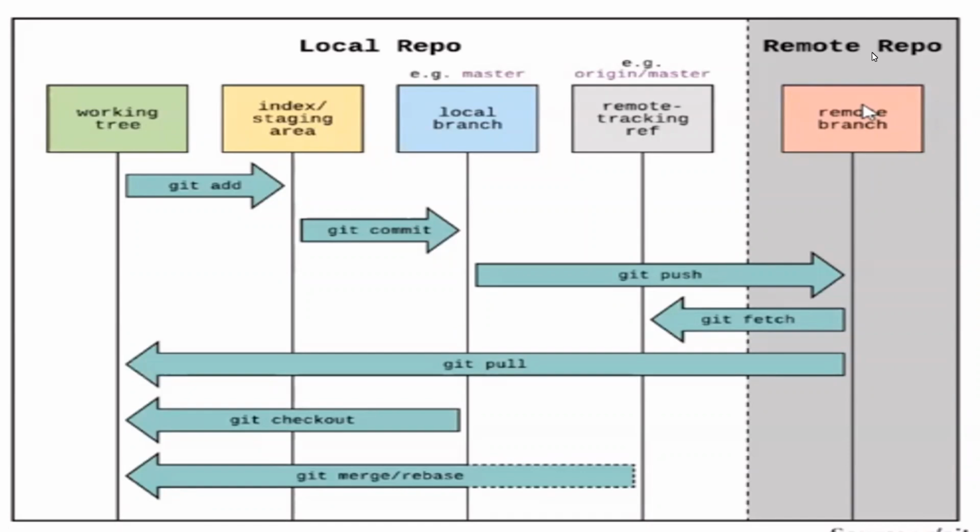Now the local branch is main. Here I have the remote repo, and in the remote repo, I can see my remote branch. I will quickly demonstrate this. I've already done this, but there were some who were asking questions, so I'm quickly going to do this.